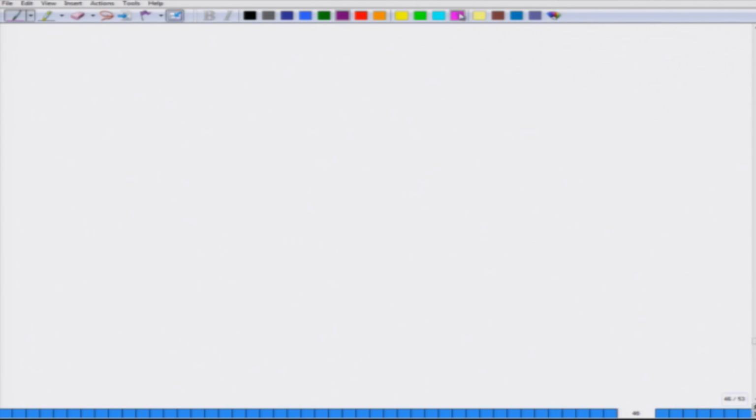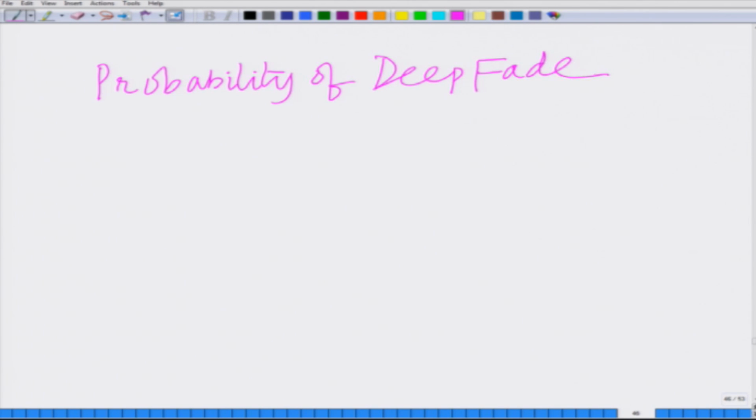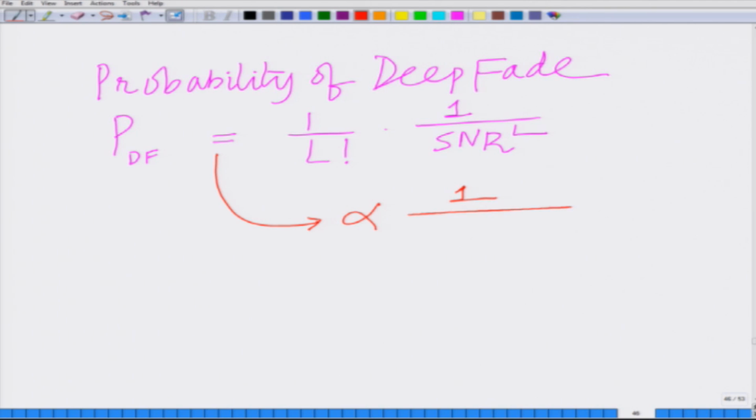So, the probability of deep fade, which I can also denote by PDF, equals 1 over L factorial times 1 over SNR raised to the power of L, which you can see is proportional to 1 over SNR raised to the power of L. What you are seeing here is something very interesting: the probability of deep fade is now proportional to 1 over SNR raised to the power of L, where L is the number of receive antennas.